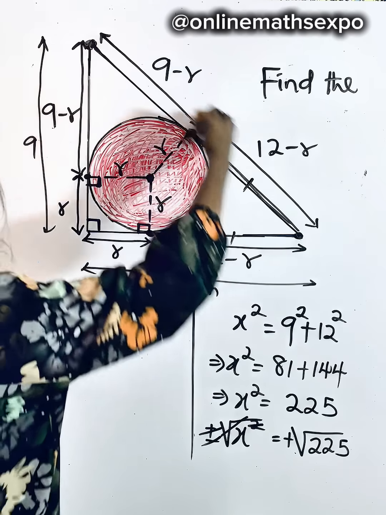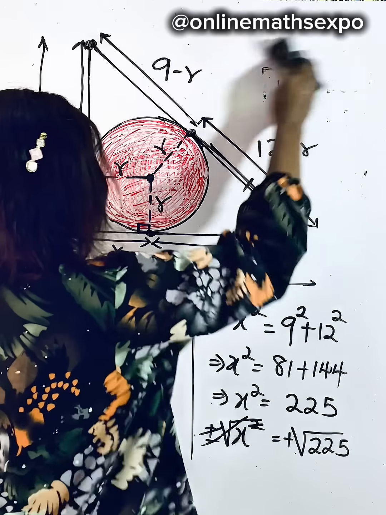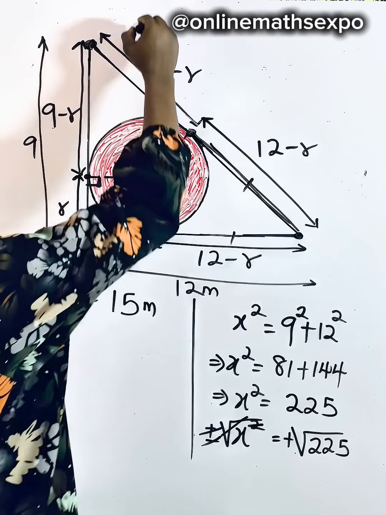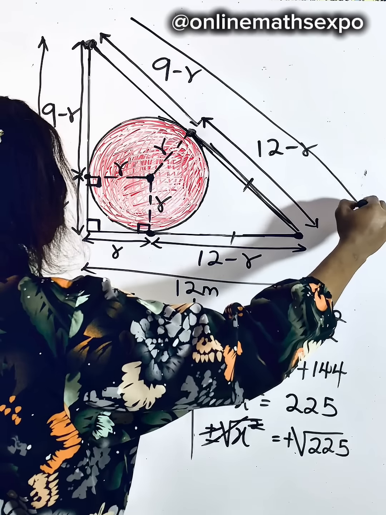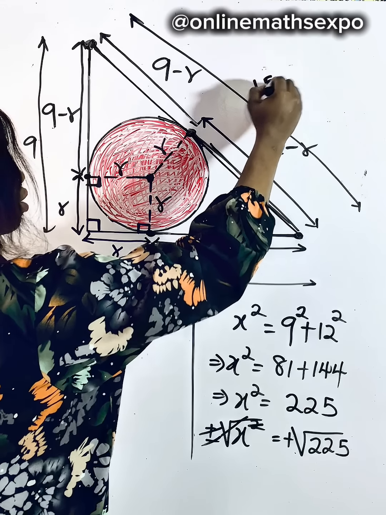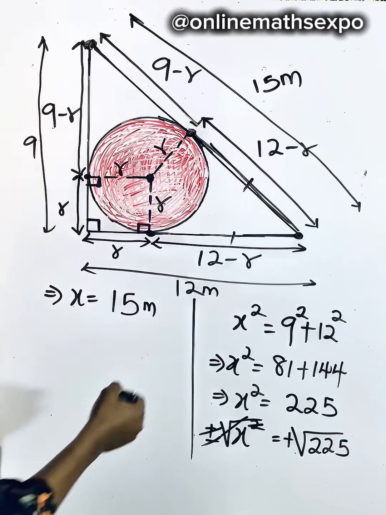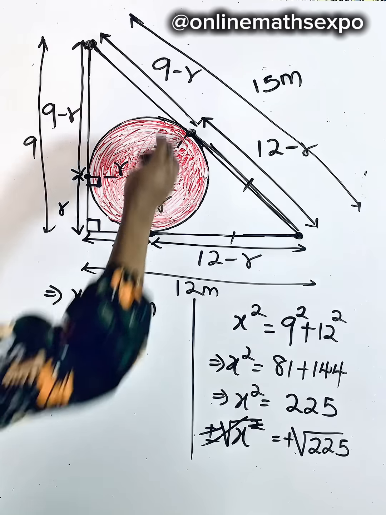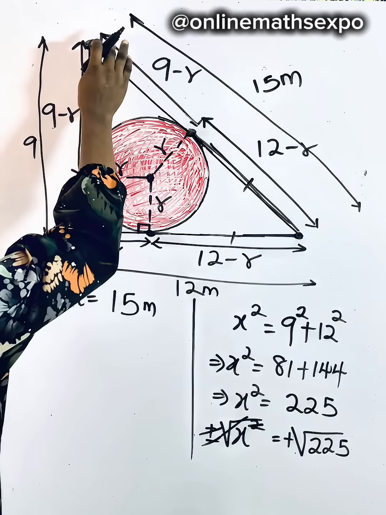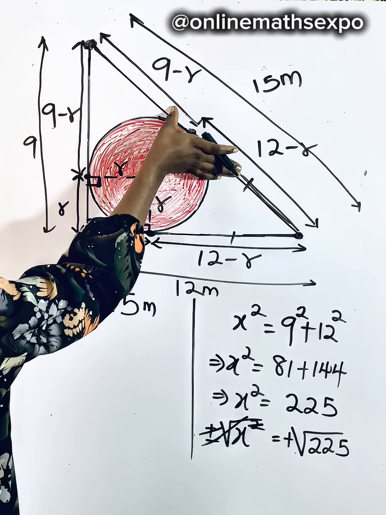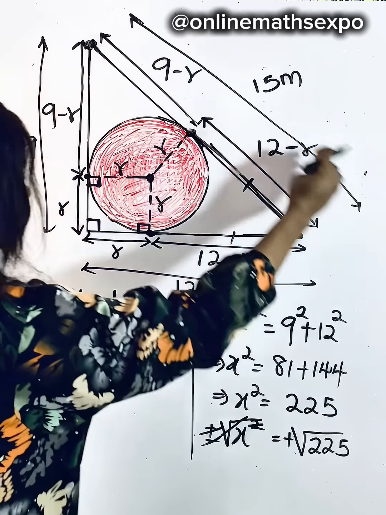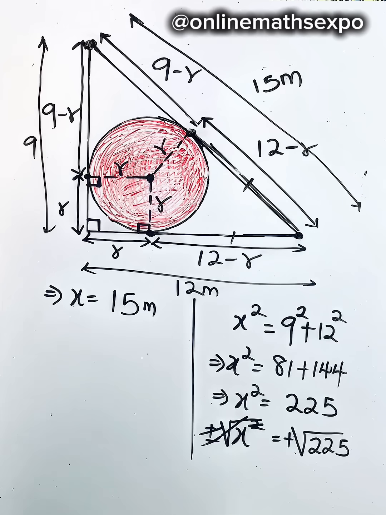With this length being x, what do you think we should do? It means that this total length here is 15 meters. Now that we know the total length to be 15 meters, we can add these two lengths because it is the sum of these two lengths that gives this total. So let's do it together.